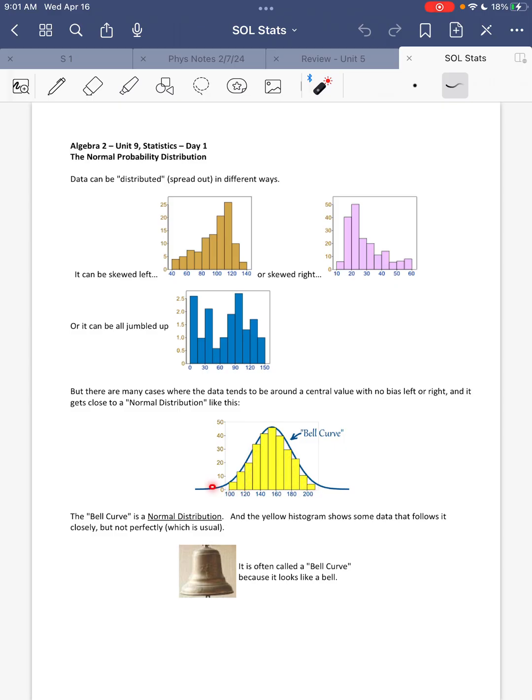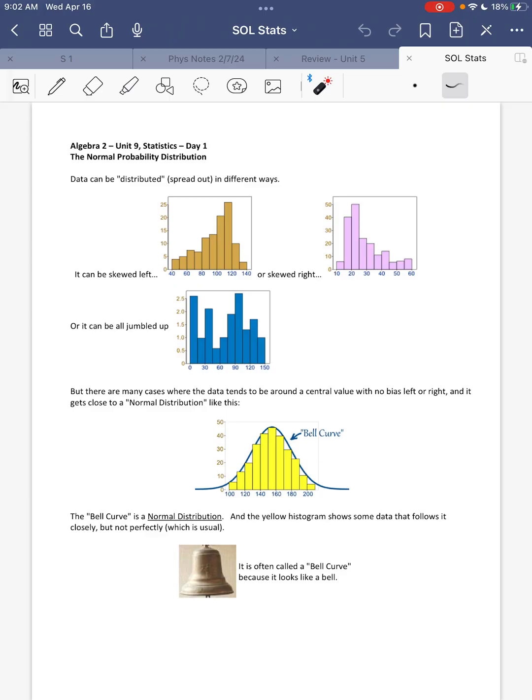So this is called a normal distribution when it acts like a bell curve. And it's called a bell curve because it literally looks like a bell, right? Like the Liberty Bell or whatever. So that's what this whole little chapter is about. It's about when things are normally distributed.